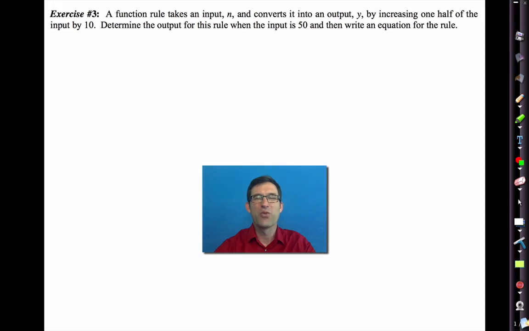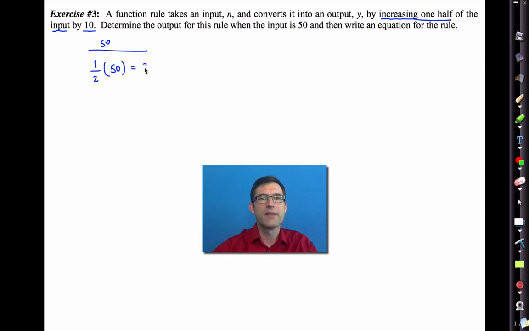All right, let's go through it. So let's take a look. Verbal description of the function, right? That's what we're given first. We're going to increase 1/2 of the input by 10. All right, well, let's start with the 50 first. So we want to find 1/2 of 50. That's easy enough. That's 25. And then we want to take the 25, and what do we want to do? We want to increase it by 10.